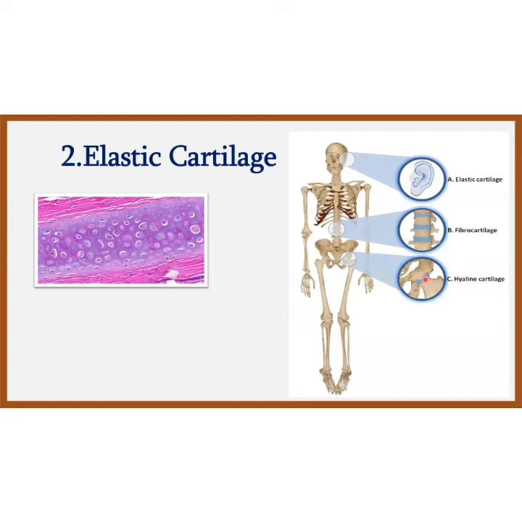This blue color is cartilage in between the bones. This is fibrous cartilage which is present in the vertebrae. These two vertebrae, in between these two vertebrae, fibrous cartilage is present. Second is called elastic cartilage. Elastic cartilage contains both types of fibers, elastic fibers and collagen fibers.